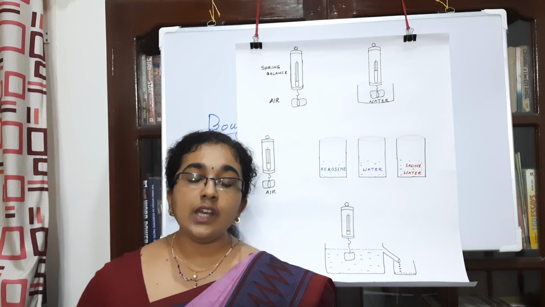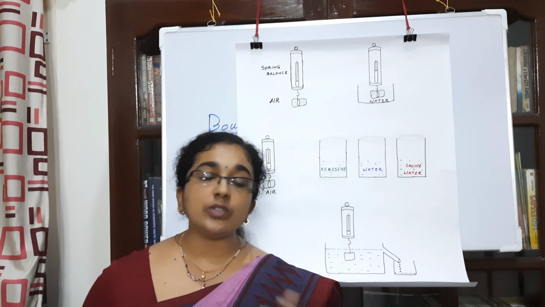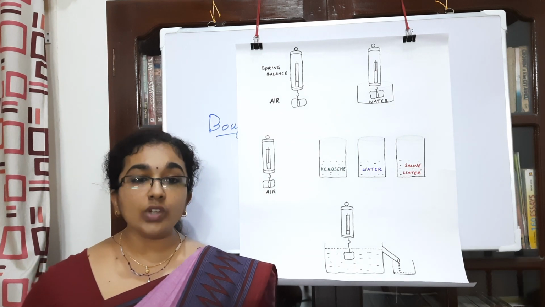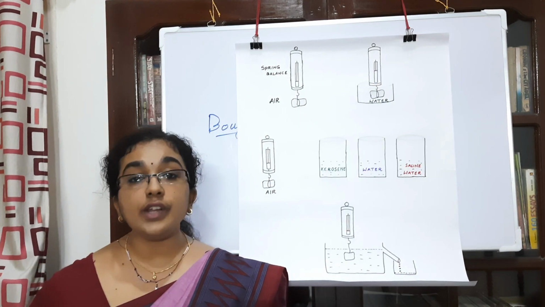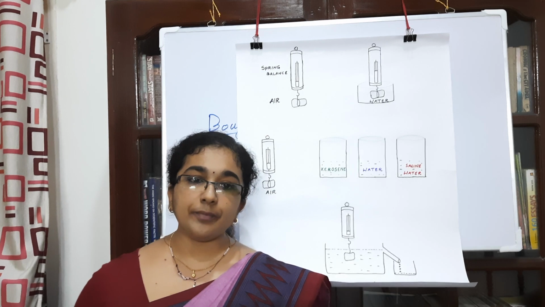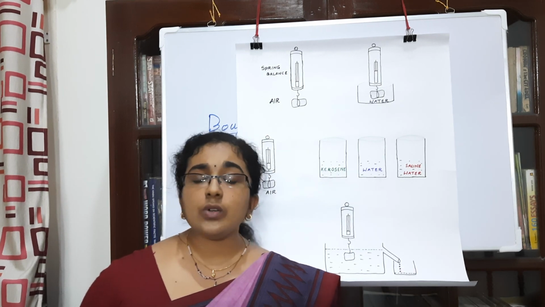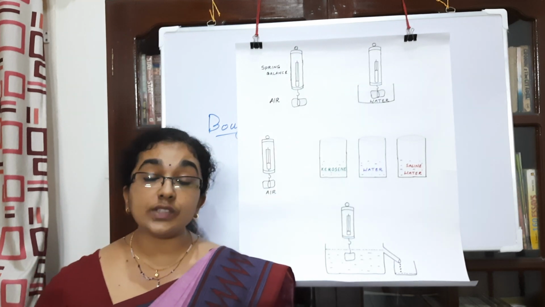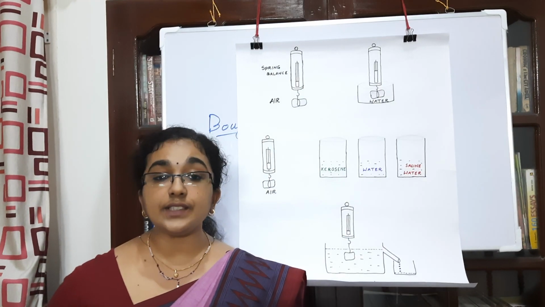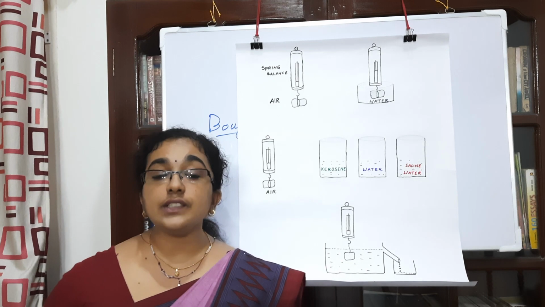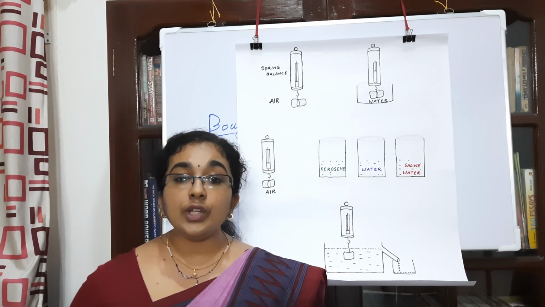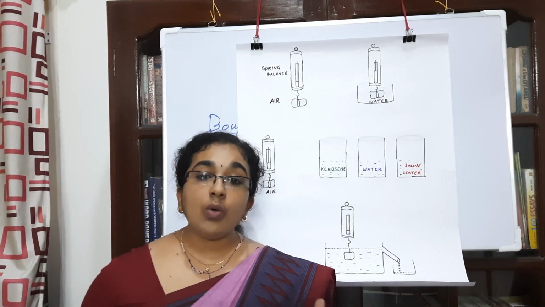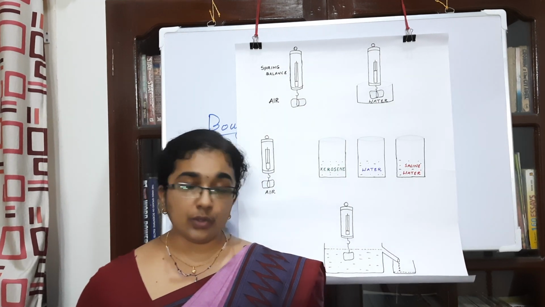Now, let's move on to the second factor, that is the influence of the volume of the body on buoyancy. In this also, let us understand an activity which shows the calculation of buoyancy exerted by the water on two blocks of equal weight, one of copper and the other of iron.